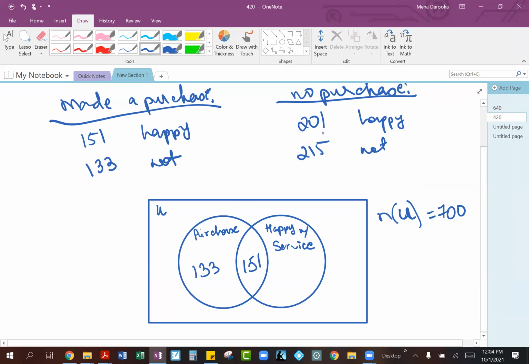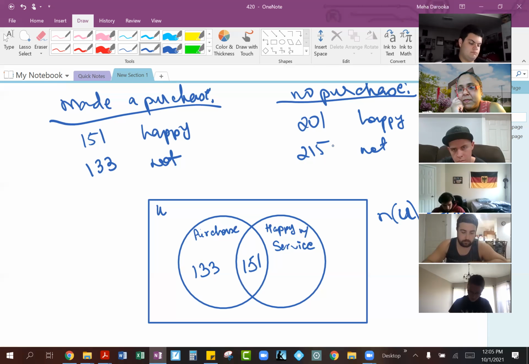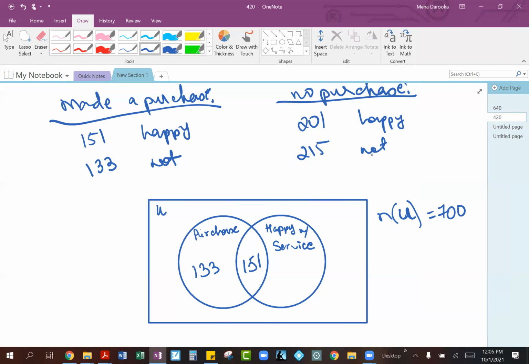201, where do you think that is going? The people who did not, you know what, let's do the 215 first. I think that might be an easier placement. The people who made no purchase and were not happy with the service. That would be outside of the circles, in the square. Yeah, very nice, because obviously if they are not happy, they cannot go into the happy circle. If they did not make a purchase, they cannot go into the purchase circle. So perfect. The 215 is going outside over here.